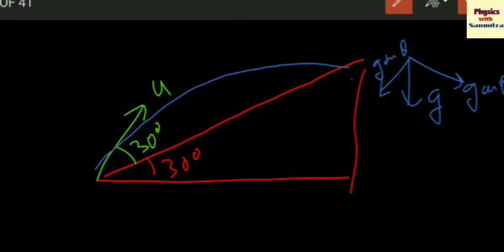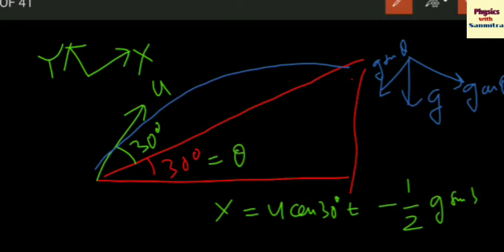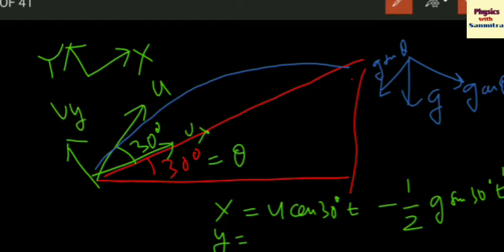Now we will be resolving this into two components. We are assuming the x-axis is along the plane and the y-axis is perpendicular to it. Now x is equal to u cos 30 degree into t minus half g sin 30 degree into t square. Y is equal to u sin 30 degree into t minus half g cos 30 degree into t square.